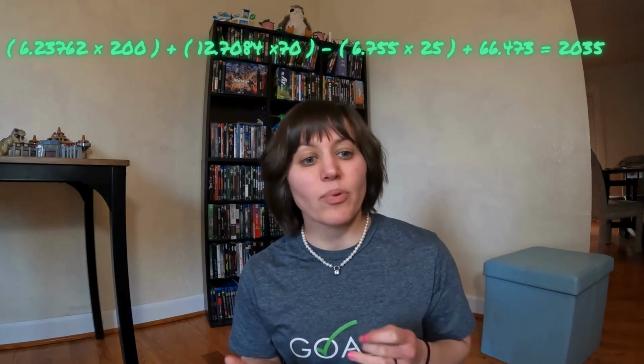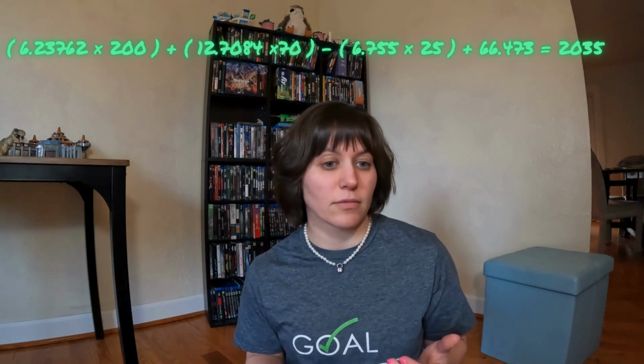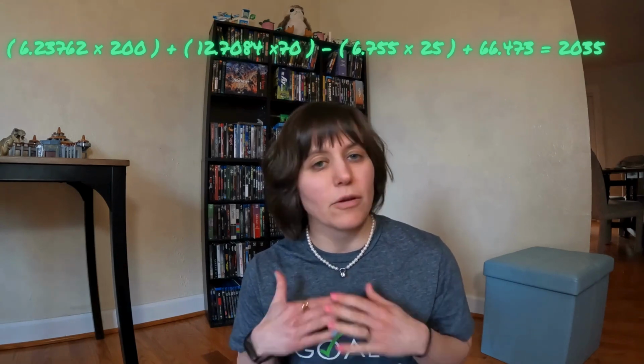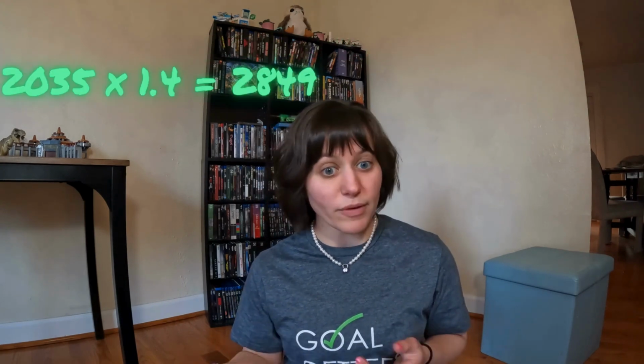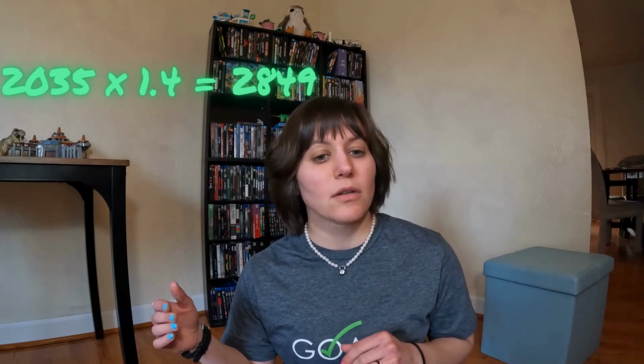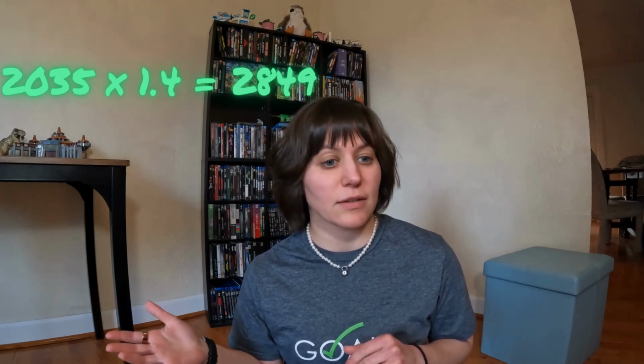His BMR, according to the Harris-Benedict equation, and I can show you the numbers up on the screen as well, is approximately 2035. That's without the activity factor. If you multiply 2035 by the activity factor of 1.4, you get 2,849 calories. For him to lose maybe a pound a week, his daily intake could be approximately 2,350 calories, or kilocalories.